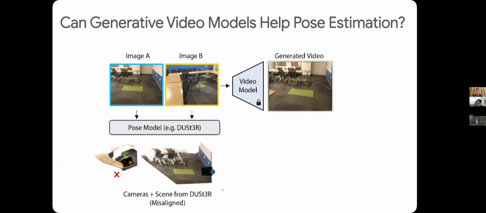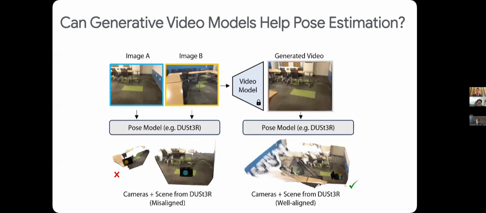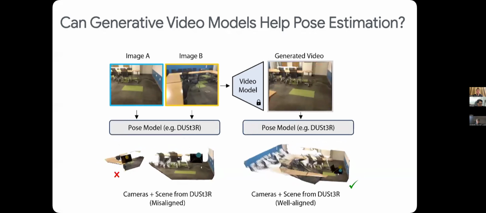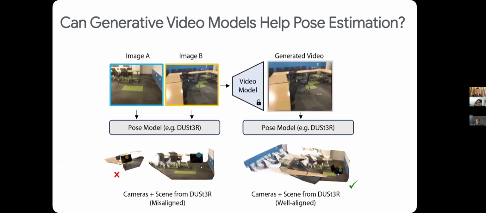And to verify this, we feed the additionally generated images along with the two input images to this off-the-shelf pose estimator and check if the pose estimator improves. And we found that this is actually the case, and these additionally generated frames from the video model actually enhance the pose estimators. And as a result, this means that video models are capable of actually implicitly modeling the physical world correctly.